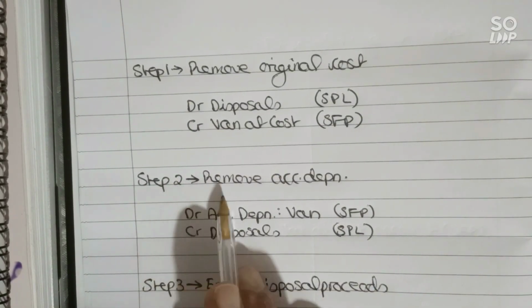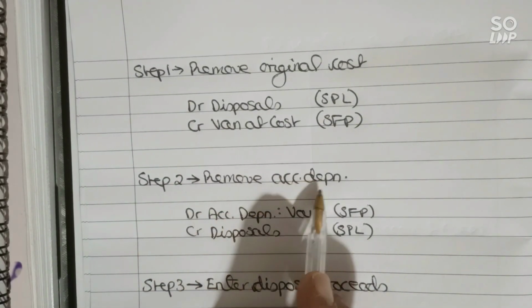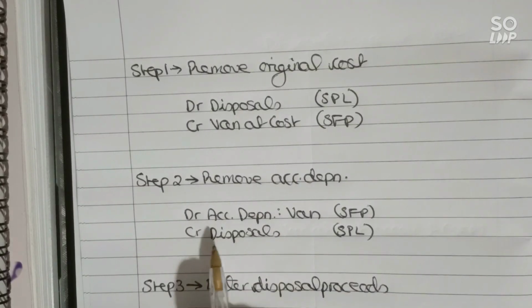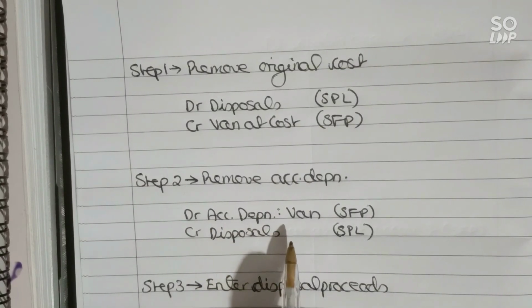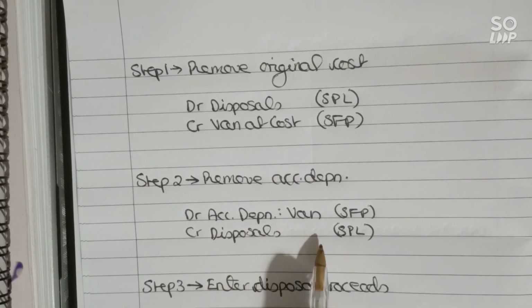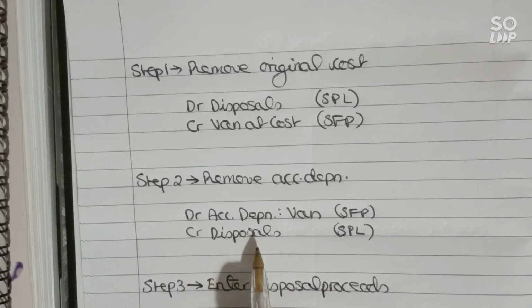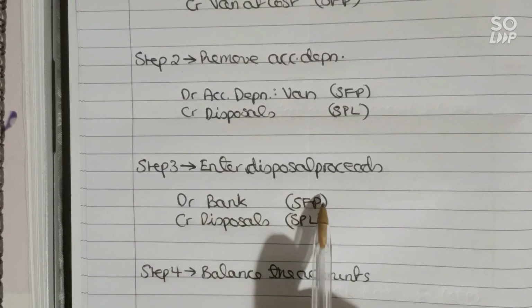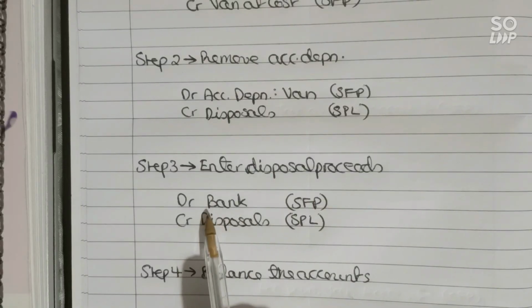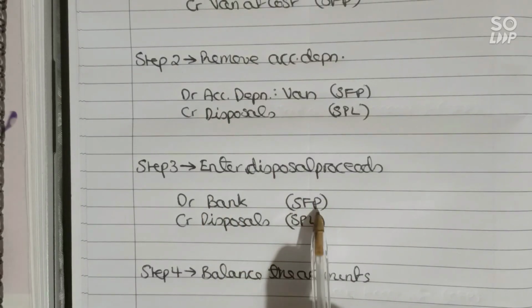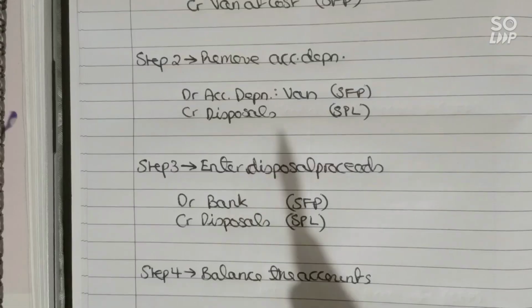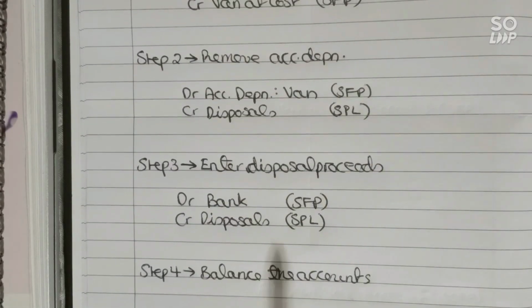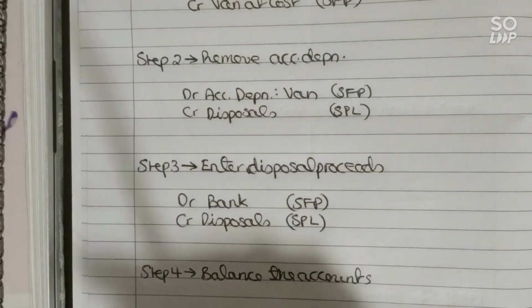The second step is to remove the accumulated depreciation. For that, the double entry is debiting accumulated depreciation for the van in the statement of financial position and crediting the disposals. The third step is to enter the disposal proceeds, for which you debit the bank in the statement of financial position and credit disposals. Finally, the fourth step is to balance off the accounts.